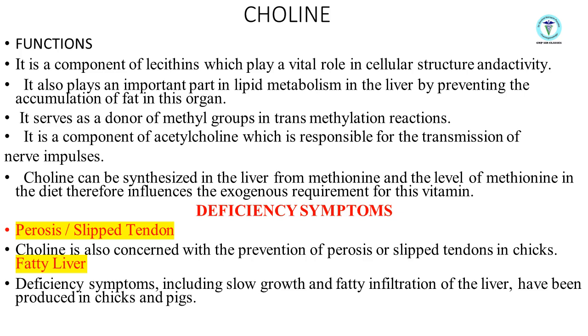Deficiency symptoms. Perosis, slipped tendon. Choline is also concerned with the prevention of perosis or slipped tendons in chicks. Fatty liver. Deficiency symptoms, including slow growth and fatty infiltration of the liver, have been produced in chicks and pigs.